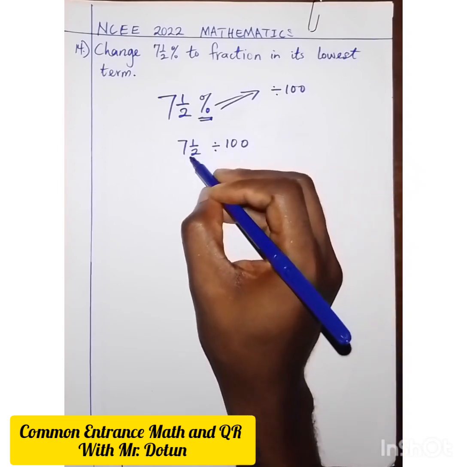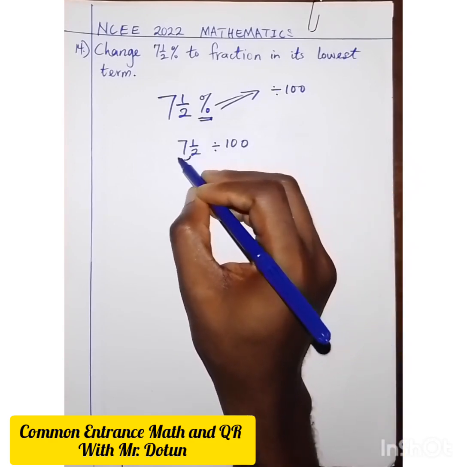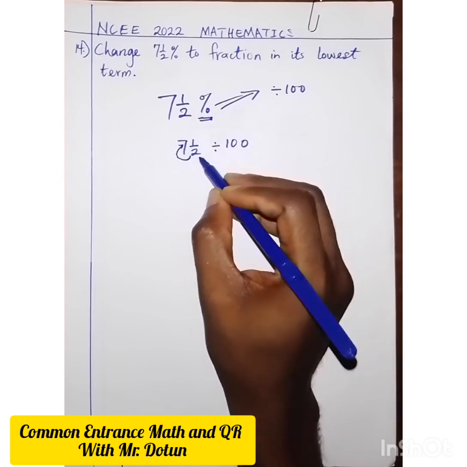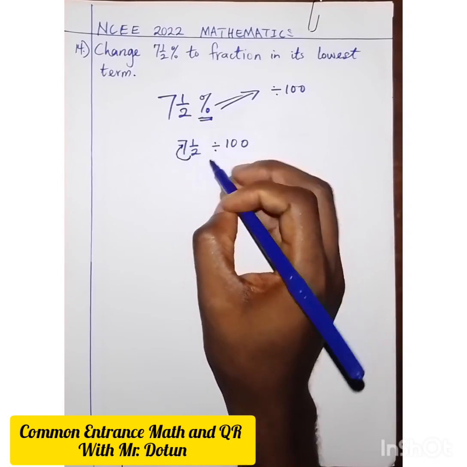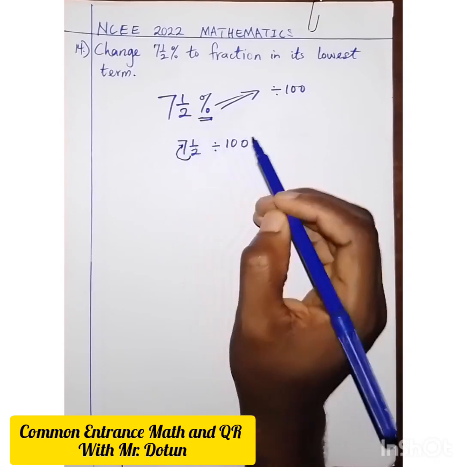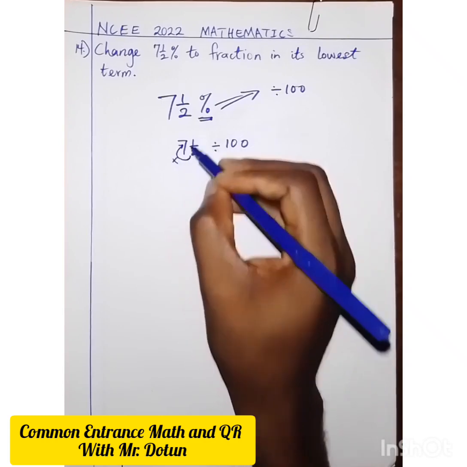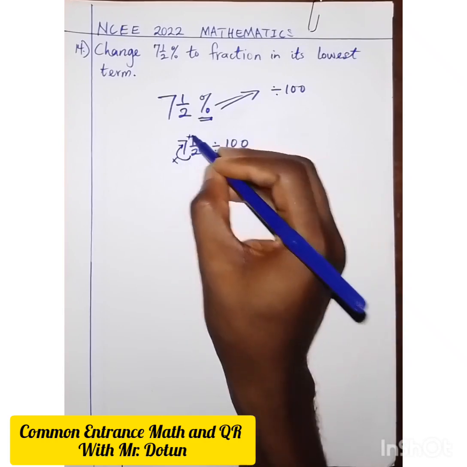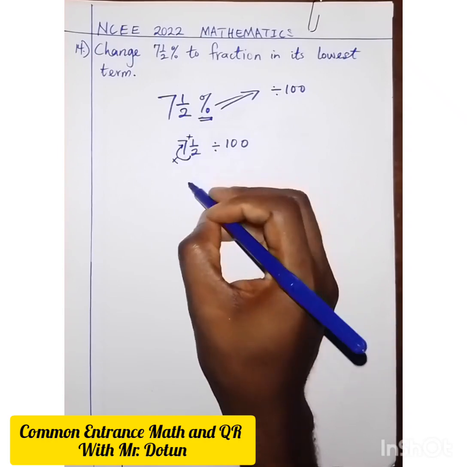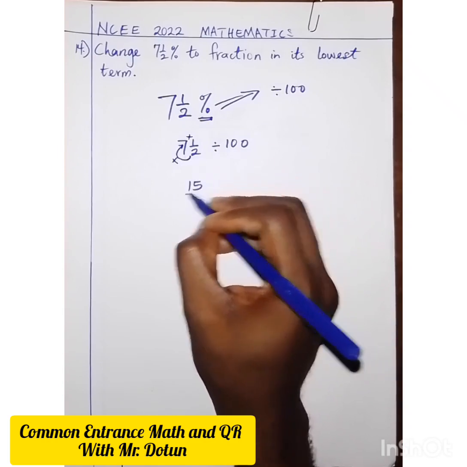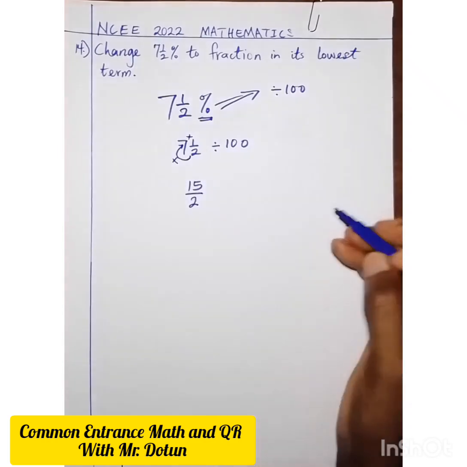You find where we change a mixed number to an improper fraction. Okay, how do we do that? We multiply the whole number and the denominator. So we do 7 times 2 and it gives us 14. Then we add the numerator. So 7 times 2 plus 1. 7 times 2 is 14, then 14 plus 1 is 15. Then we retain the denominator, over 2.